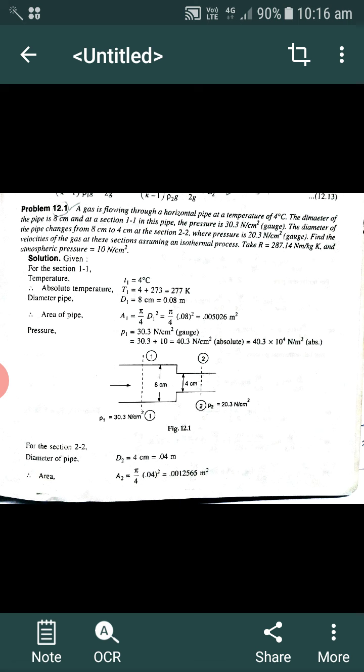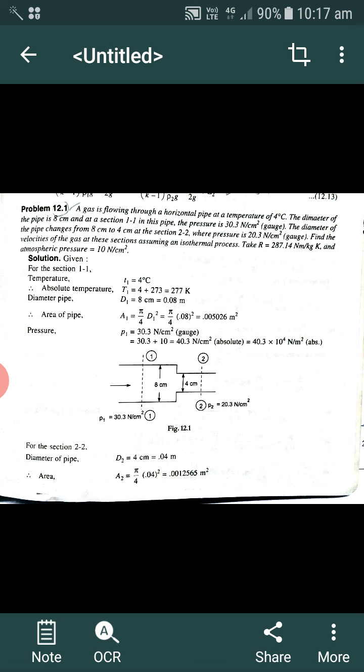Take R as 287.14 Newton meter per kg Kelvin and atmospheric pressure as 10 Newton per centimeter square. In this problem, a gas is flowing. It is nothing but a compressible flow, because in fluid mechanics only this module 5 deals with gas as the fluid, whereas in other modules water and oil are taken.